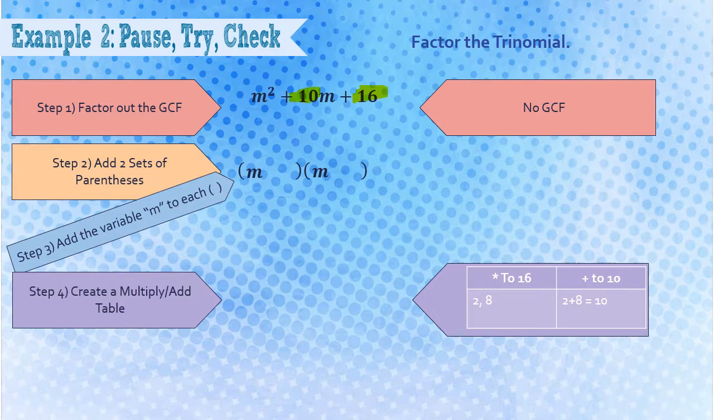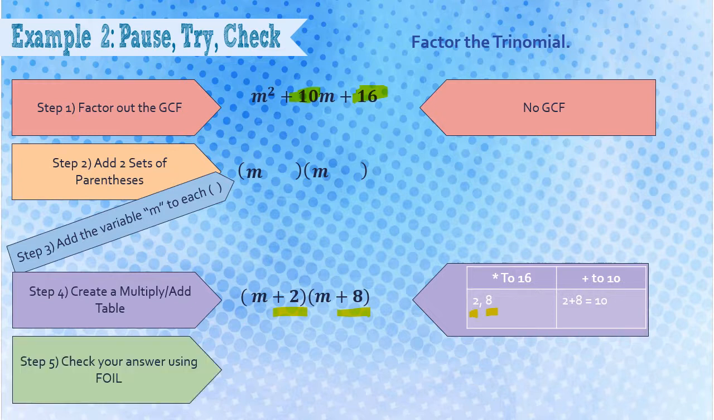2 plus 8 is 10. 2 times 8 is 16. Cha-ching! We got it on the first try. I just go in and I fill in those two number parts into my binomials, so m plus 2 and then m plus 8. If you want to make sure that you got this correct, you can go ahead and check using FOIL.